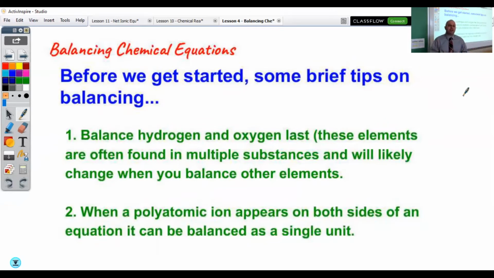The second thing is when you have a polyatomic, like we saw sulfate or phosphate, sometimes that appears as one thing on both sides. So if you have calcium sulfate on one side, and on the other side you have sodium sulfate, you can treat that sulfate as one thing and balance it as one unit. Sometimes that helps making balancing a little easier.